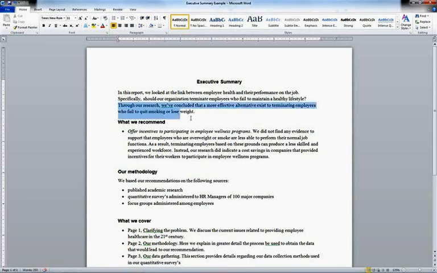So beginning here through here, you can see that they actually draw the conclusion that a more effective alternative exists to terminating employees who fail to quit smoking or lose weight. So they believe that that isn't the most effective thing to do. They make that point fairly early. Even before that, you notice that they explain what the report is for in this first sentence right here. In this report, we look at the link between employee health and their performance on the job. Okay? Specifically, should our organization terminate employees who fail to maintain a healthy lifestyle?